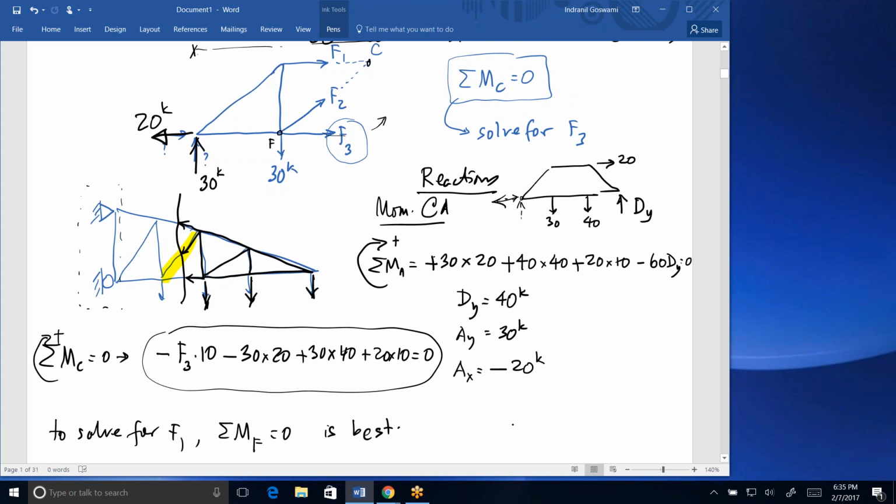Does that make sense? No problems with my handwriting, right? Are we good so far?